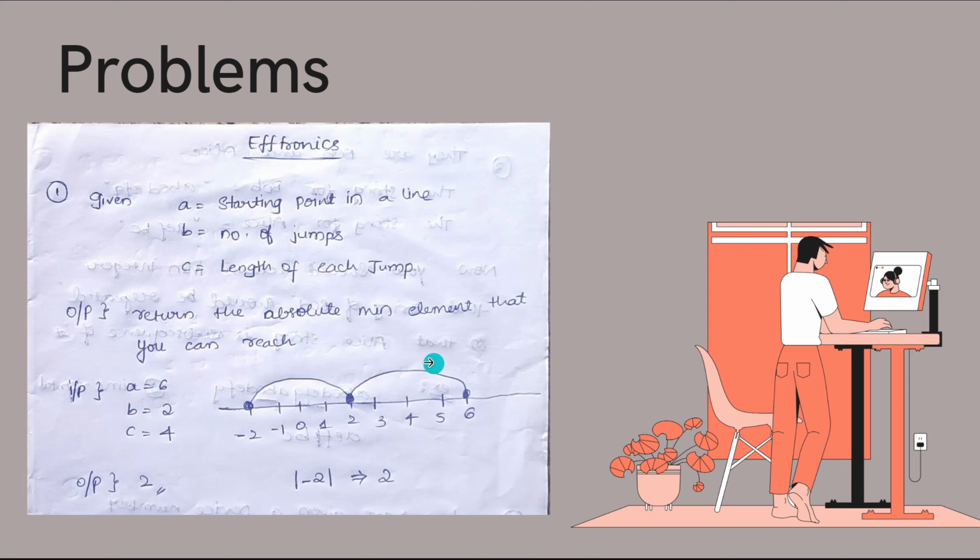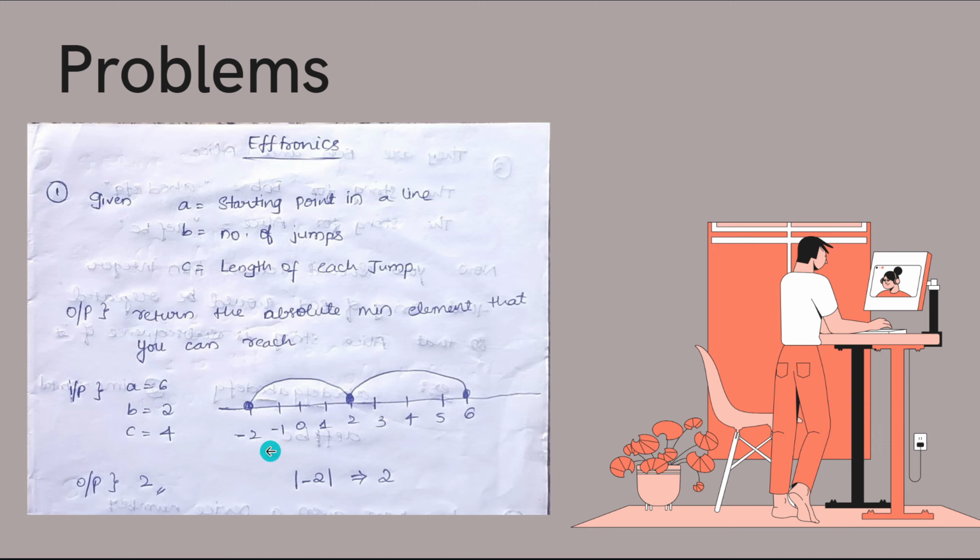For one jump you can jump 4 points, you can cross 4 points. Now I am jumping from point 6 towards my left side because I want the minimum element to be returned. Now one jump has completed and I reached 2. I am left with one more jump, so again I am jumping.